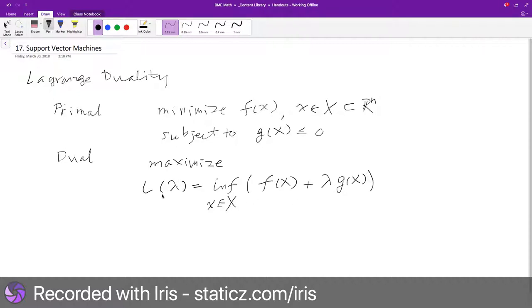Here we define a new function based on this, where you find the x that minimizes the whole thing. What's left? Only the multiplier. The x is gone, so your function depends on the multiplier only. You maximize this subject to the constraint that lambda is non-negative. These two problems are closely related, and in many cases they're actually equivalent. Now I'll show you why they should be the same.